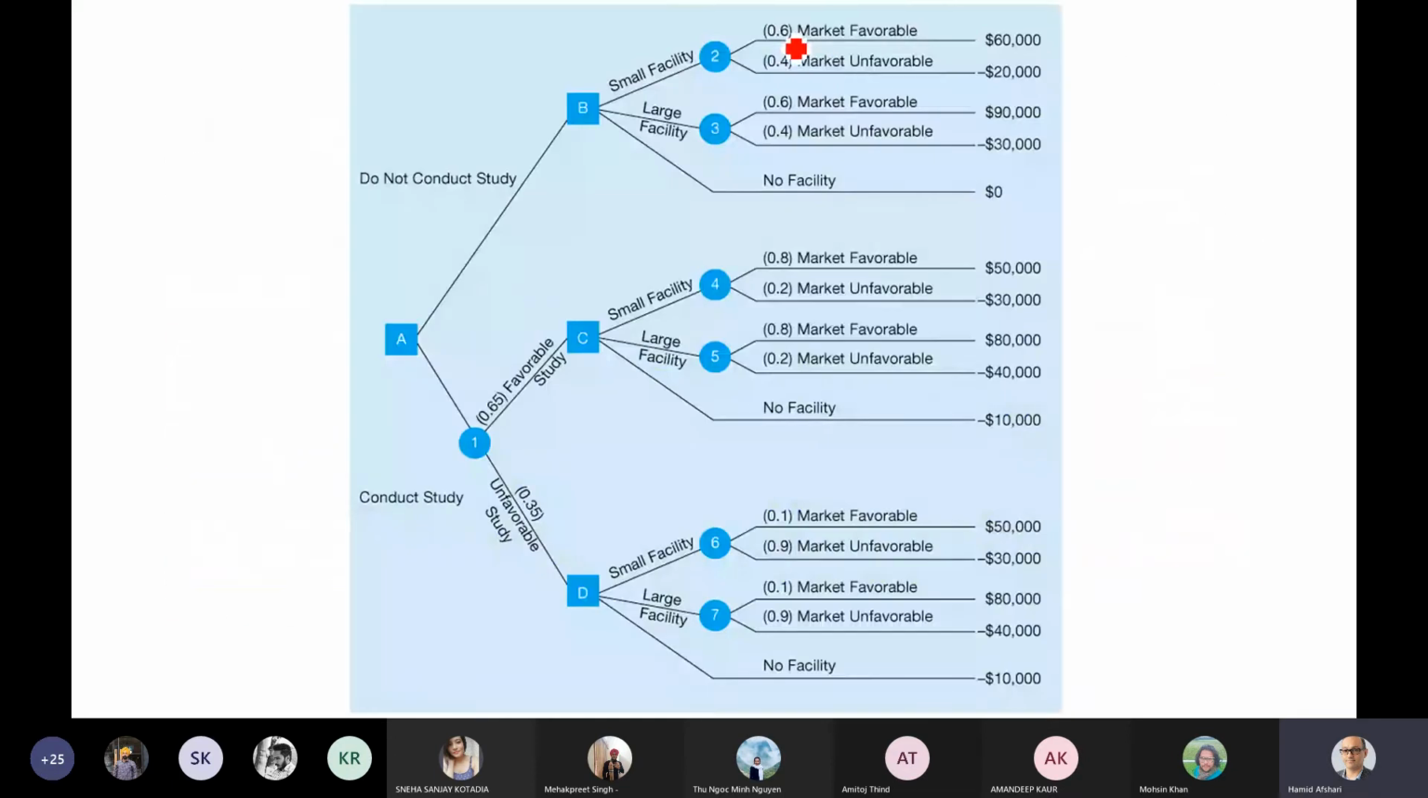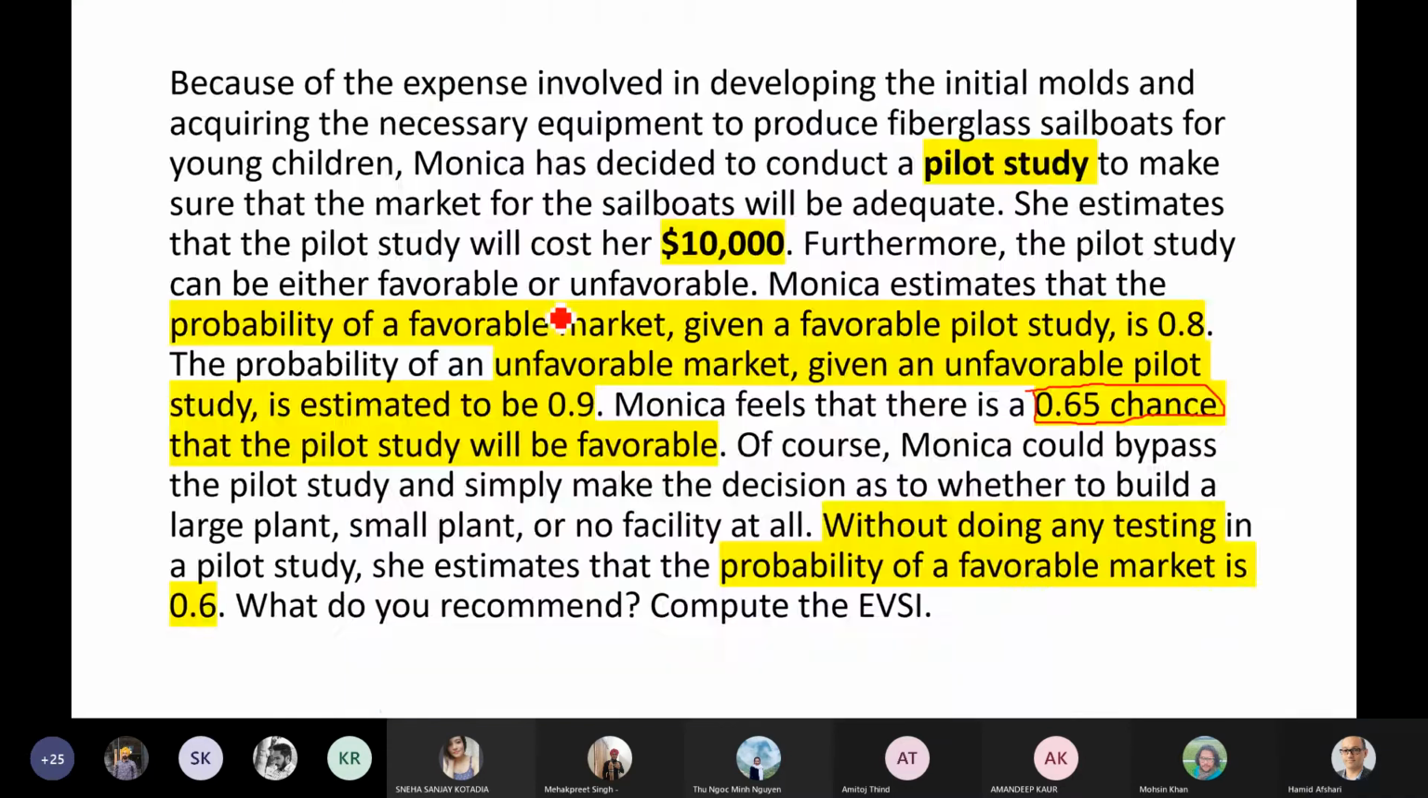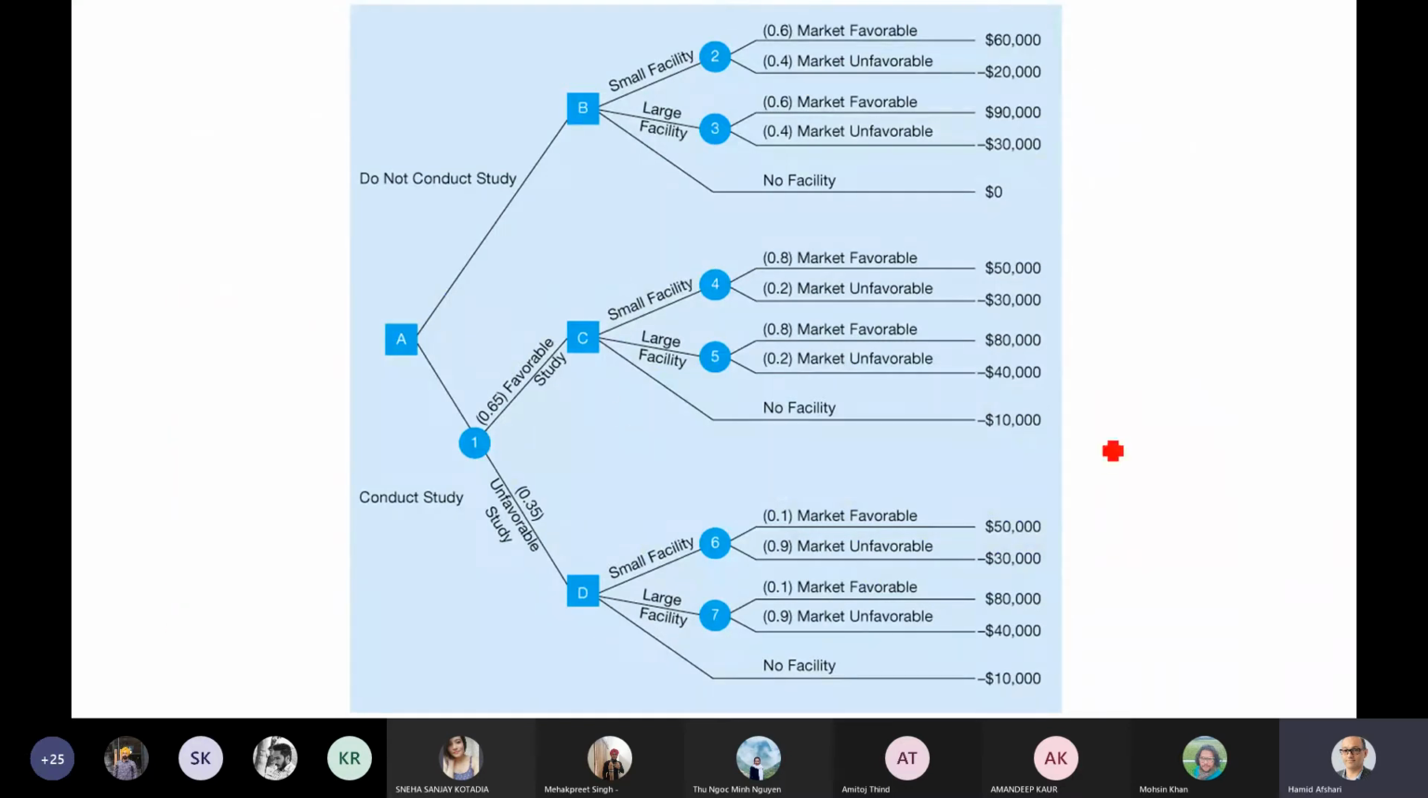Okay, so if the market is favorable, 60%. If the market is unfavorable, 40%. 60%, 40%. Definitely here, because both of them are zero, we don't need to calculate that again. Okay, so let's go for the second decision, second category of decisions.